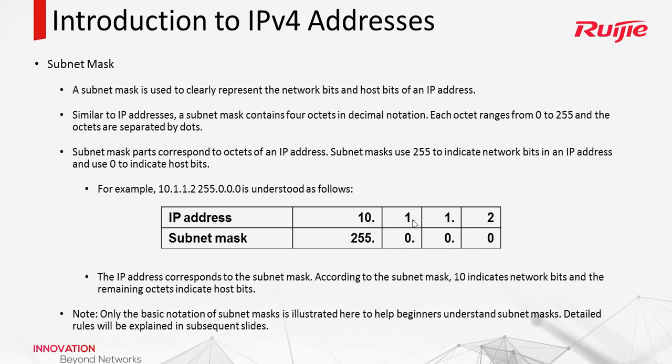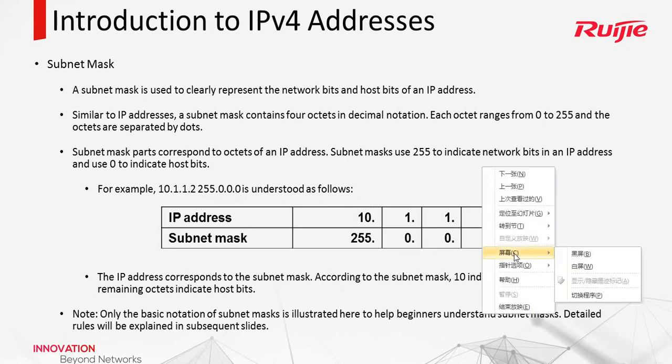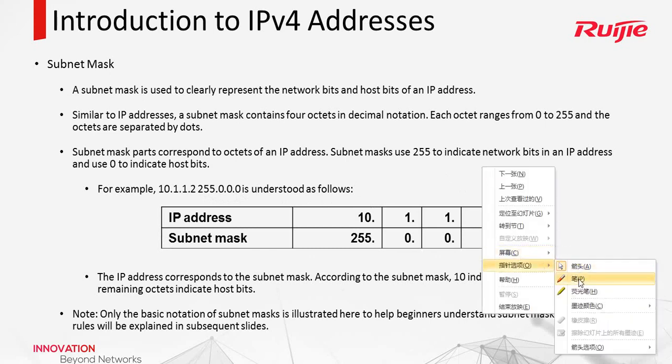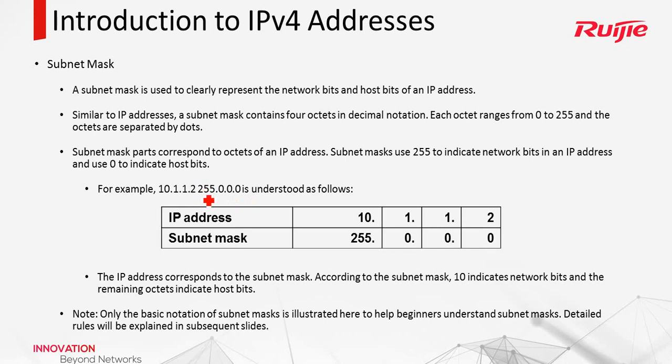So it means 1.1.2 will be the host bits. So this is a complete IP address. And maybe you can say that 255.0.0.0 is also too long. Yes, in fact, we also have another one to describe this IP address. We can write it as /8. Okay.